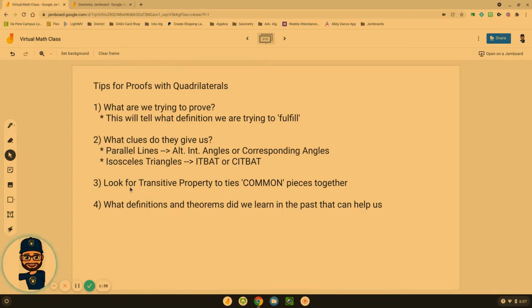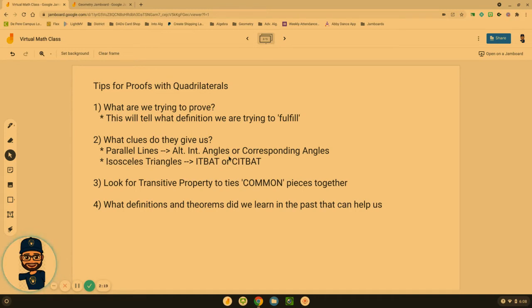Along those same lines, one of the clues to look for is the transitive property. Can we tie some common pieces together using that transitive property? Angle A is congruent to angle B, but B is also congruent to C, so we know then that A and C have to be congruent. And last but not least, we're going to have to go back to what we've done all year long. What definitions and theorems did we learn in the past that'll help us? Definition of midpoints, definitions of circles, vertical angle theorem, things of that nature that will help us decipher some of the pictures.